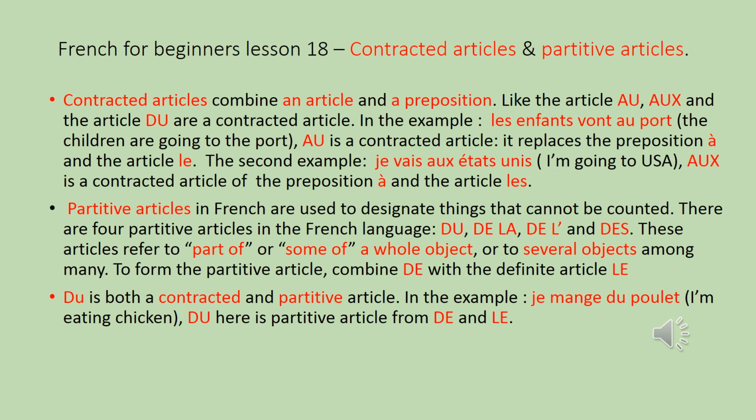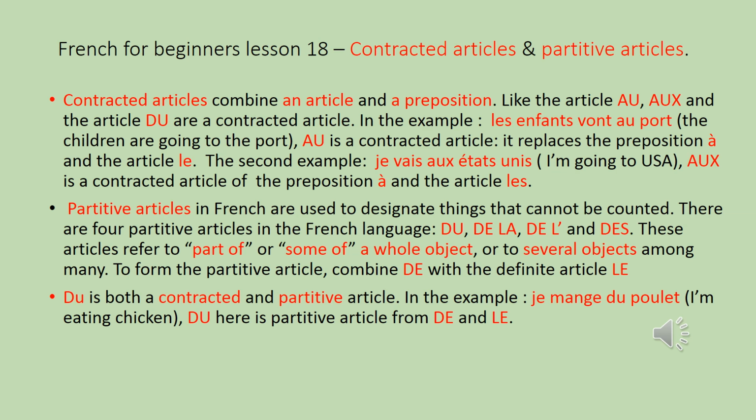To form the partitive article, combine de with a definite article. If the part you're using, maybe if you're eating a part of something, is masculine, it is going to be de plus le. So it becomes du. Du is a combination of de with the definite article le. Then when it is feminine, you just have to say de la. And when the word begins with a vowel, you say de plus l'. If it is plural, it's always des.